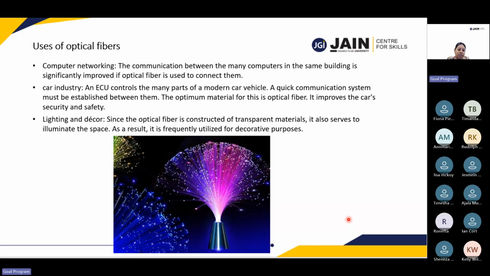Fine, then we'll continue with the next one, which is microwave transmission. Okay, microwave communication, microwave transmission, we will start.